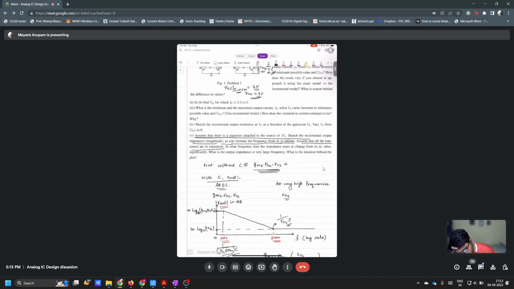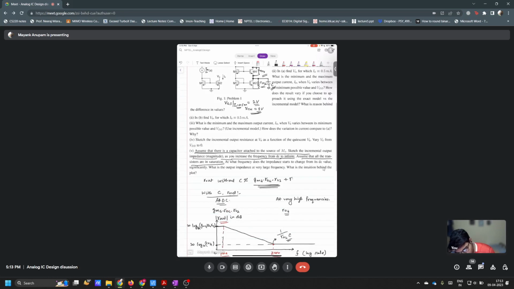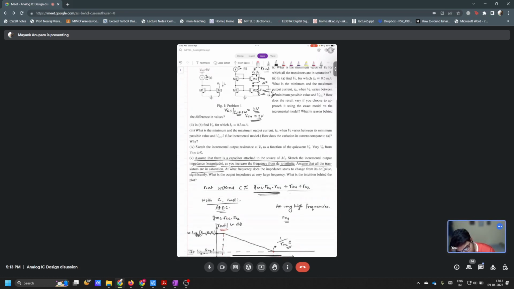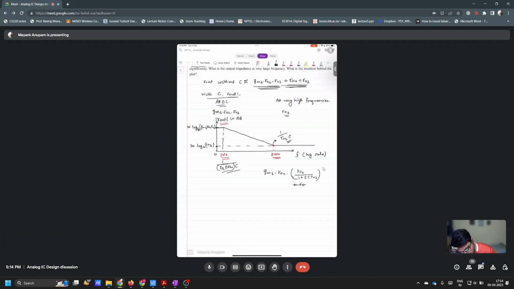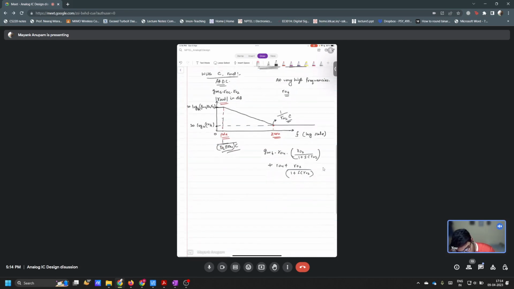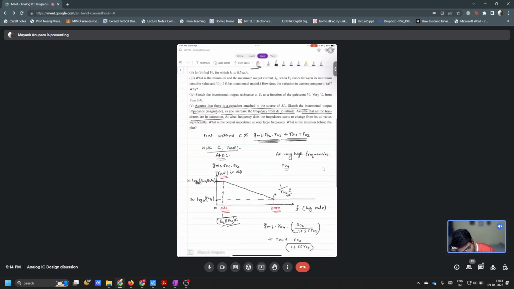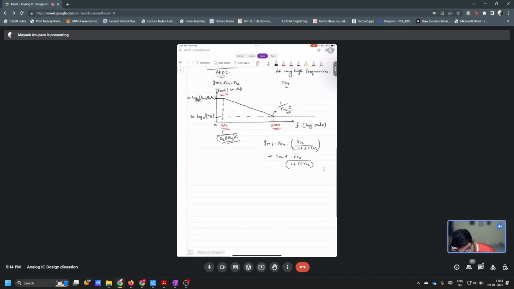One minute. It's RO4 plus RO2, right? Is this right? Yes, sir, correct. So the whole expression here will be plus RO4 plus RO2 divided by 1 plus SCRO2. Correct. So let's see. You can clearly see that the pole location is actually wrong here. Looks like this is R out.